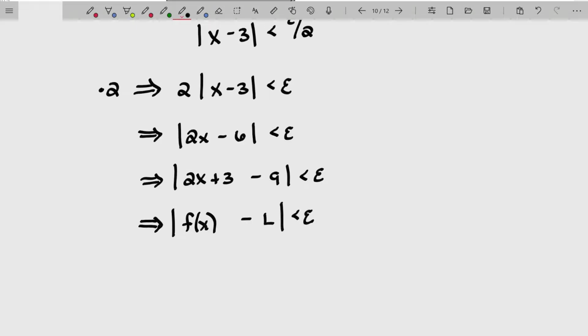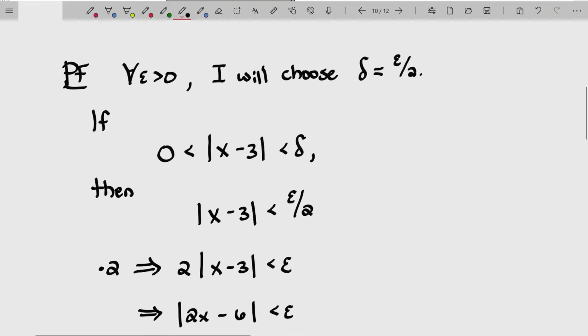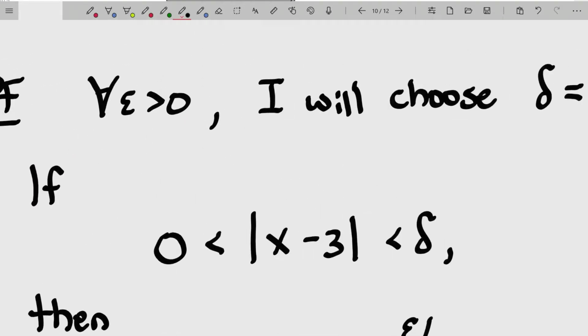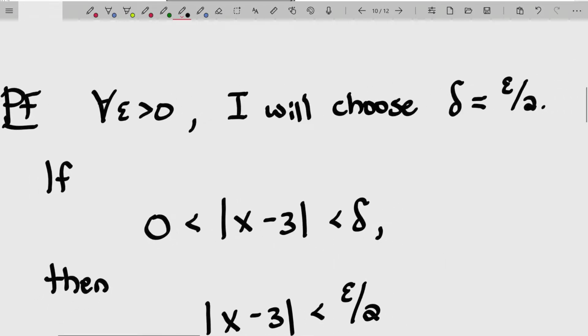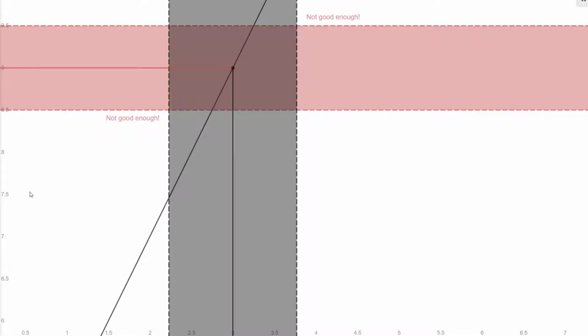So that means that what we have said is, if somebody hands me an epsilon, I don't even know what epsilon they're handing me. Somebody just walks in with an epsilon, I'm going to choose half that. For this specific function, I'm going to choose delta to equal half of that. And I'm going to say, so now let's get a real visual of this. Let me hop back over to my other screen.